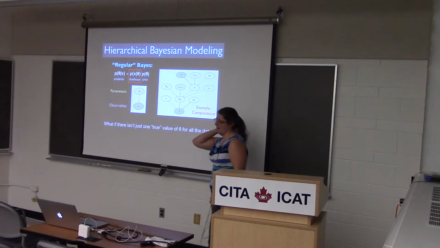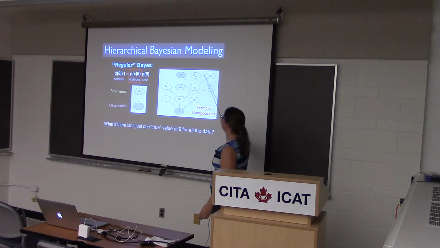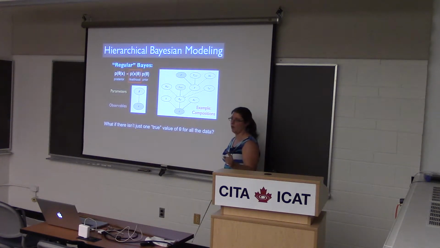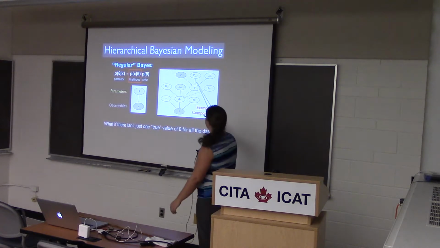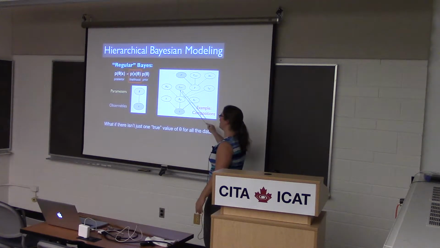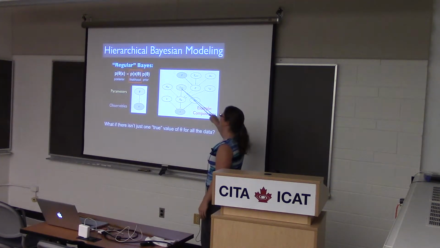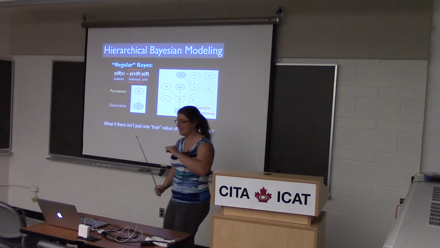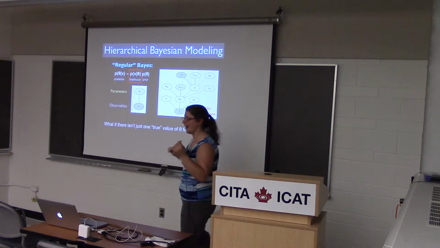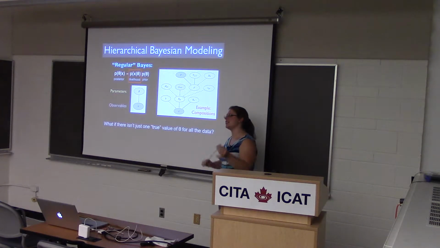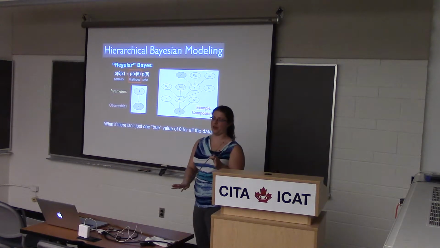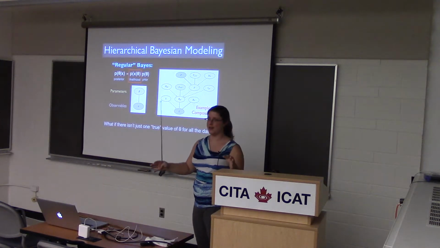So all of this is for one individual planet. In order to do a good job at figuring out what's going on here, you need to include all of these things for each individual planet. But the question is, what if you don't just expect one true value of the parameter for all of the individuals in the population that you're looking at?